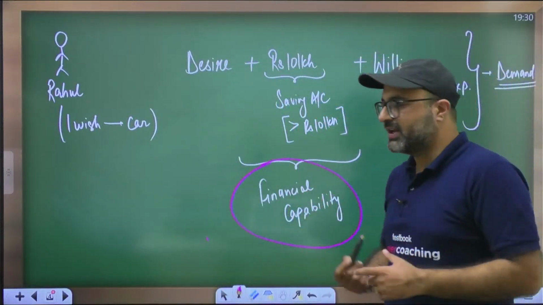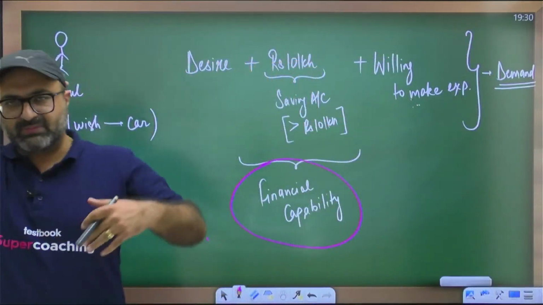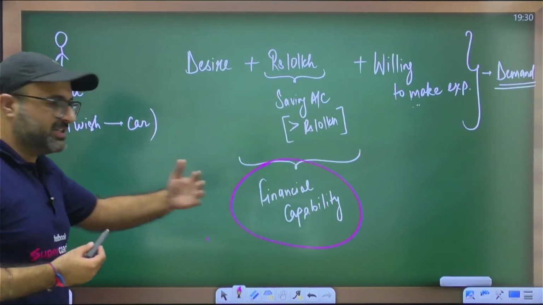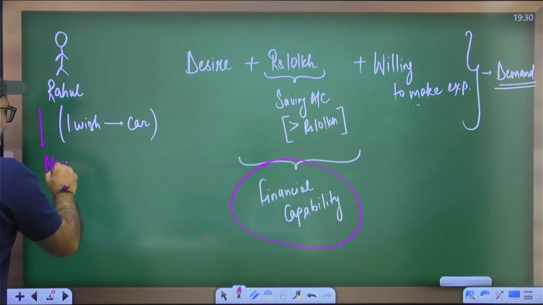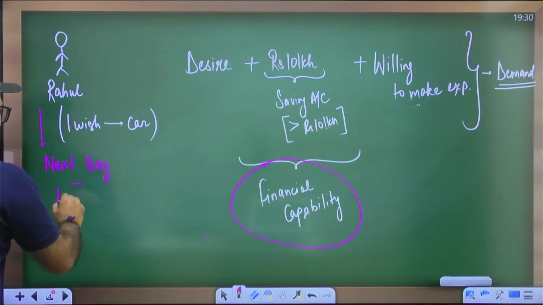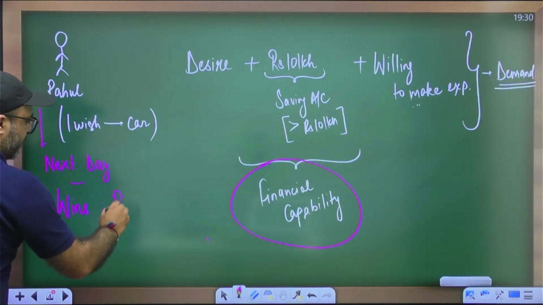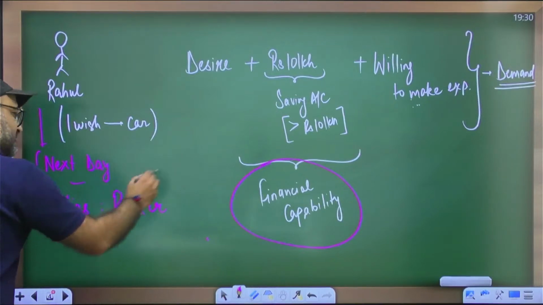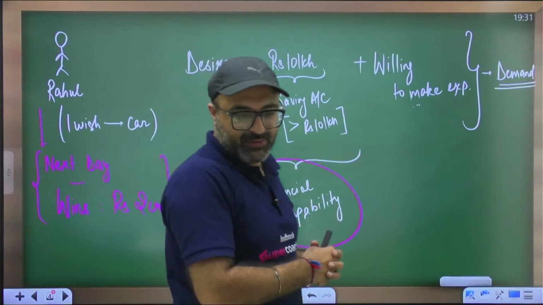What I'm trying to say, let's suppose the same individual Rahul, he was thinking and now he's planning to buy a car. What happened before he purchased a car? The very next day, Rahul wins a lottery. And the moment Rahul wins a lottery of, let's say, 2 crore rupees, the situation changed. How the situation changed? So now he has funds. Now he has the funds.